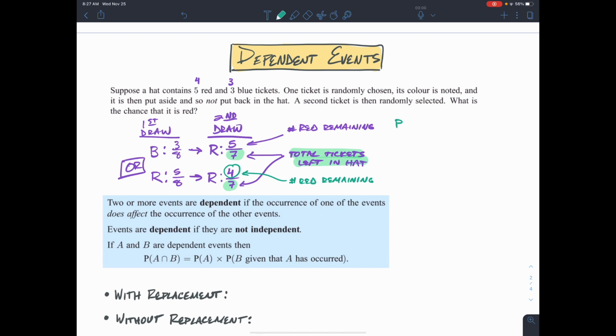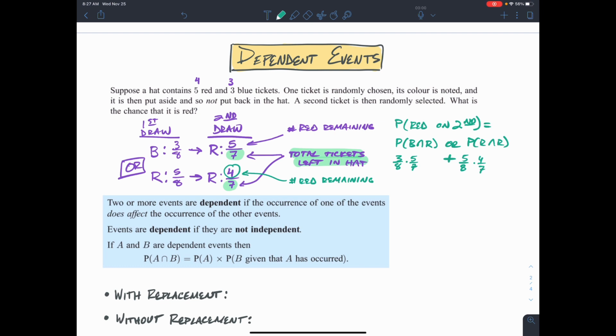The probability that we get red on the second draw is equal to the probability of blue and then red, or the probability of red and then red. So again, we're going to add our two probabilities together. The first being 3 out of 8 times 5 out of 7. The second being 5 out of 8 times 4 out of 7.